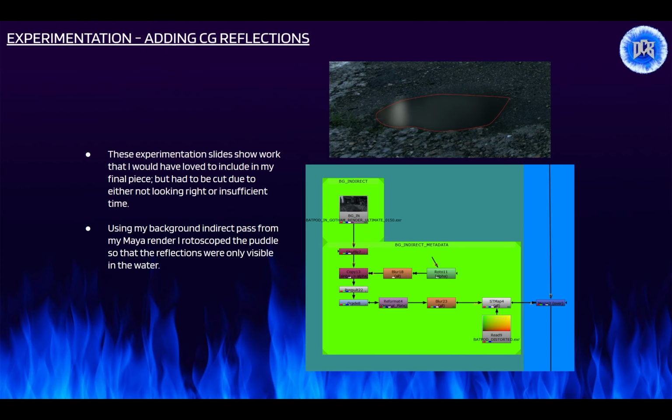These experimentation slides show work that I would have loved to include in my final piece, but had to be cut due to either not looking right or insufficient time. Using my background indirect pass from my Maya render, I rotoscoped the puddle so that the reflections were only visible in the water.